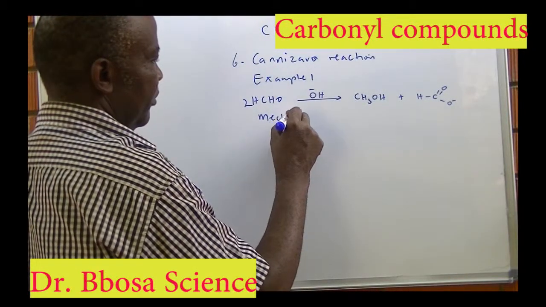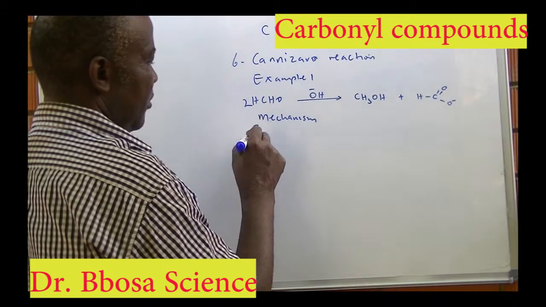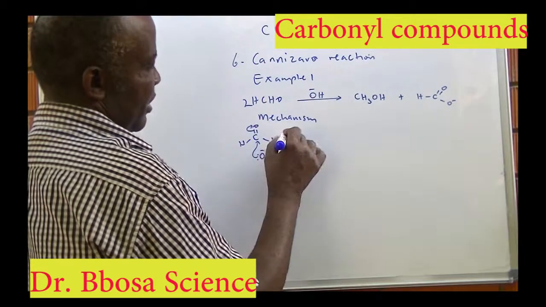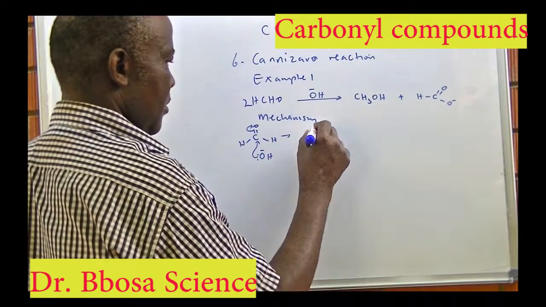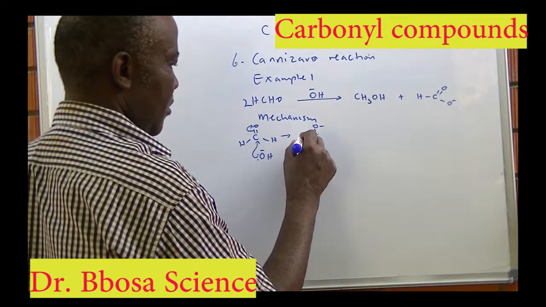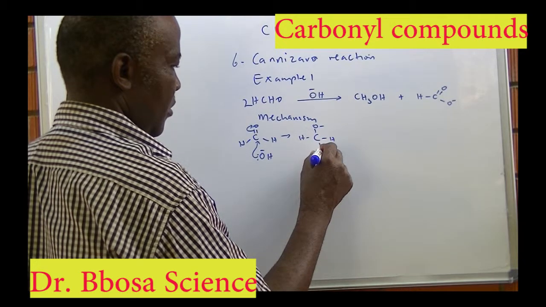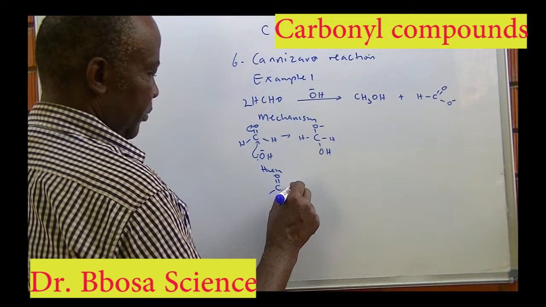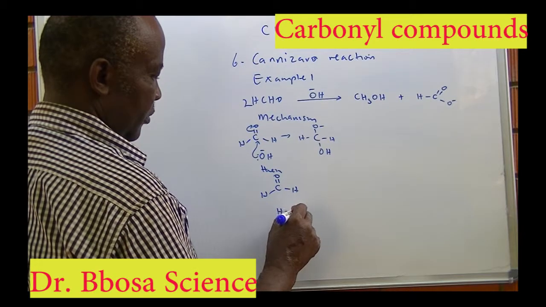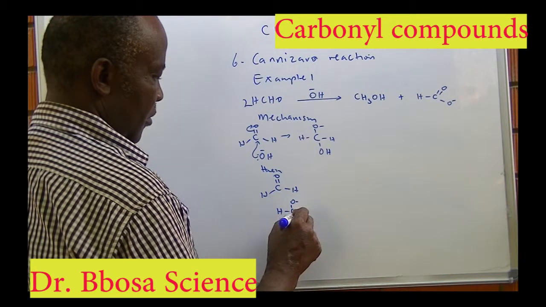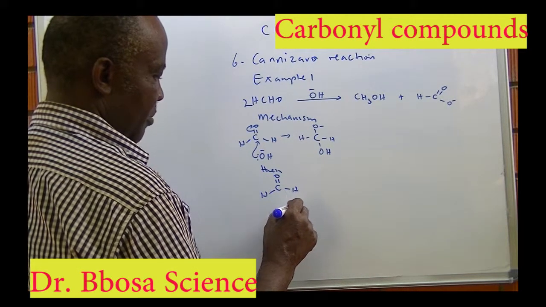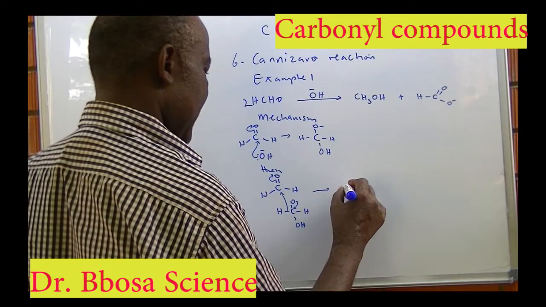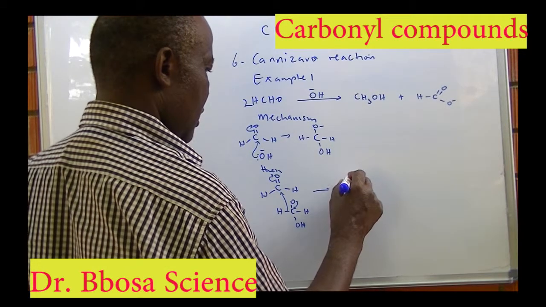Mechanism. OH ion uses a lone pair to react with methanal. Then another molecule. This bond comes back. This one will go there. This one will go. Then we shall get C, H, O.